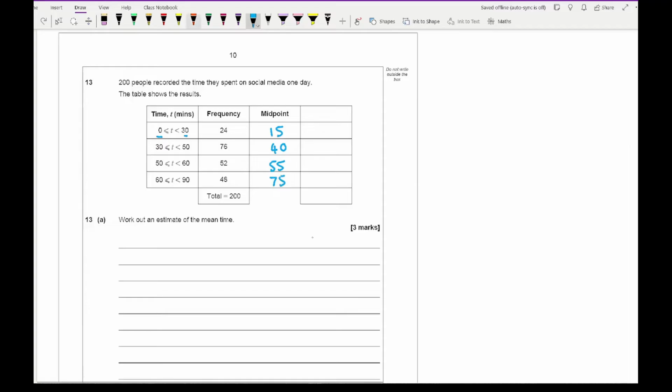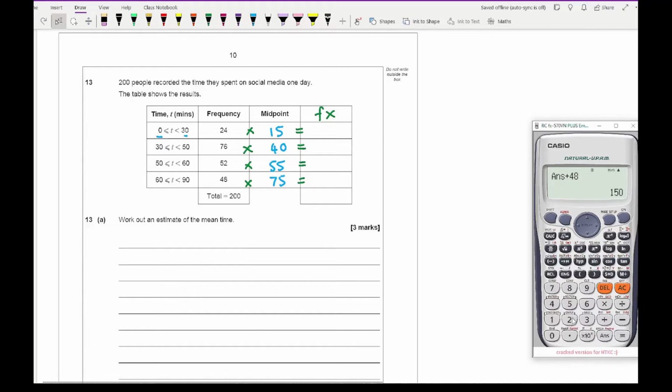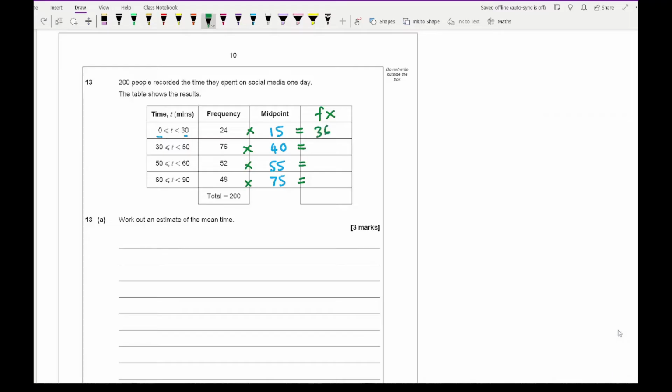Now with this, we then need to create our fx column. How do I create those fx values? By multiplying the frequency by the midpoint. This question is quite nice because it gives you the columns that you need to fill in. So here I've got 24 times 15, so let's just type that into my calculator. 24 times 15 gives me 360. Then for the next value, it's going to be 3040, then 2860, and then 3600.